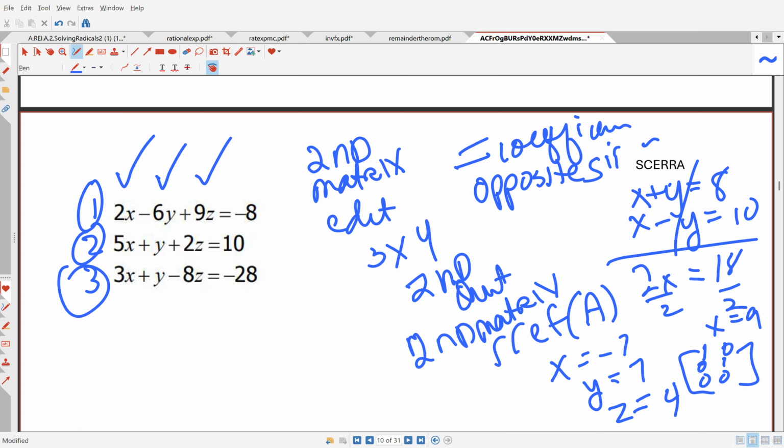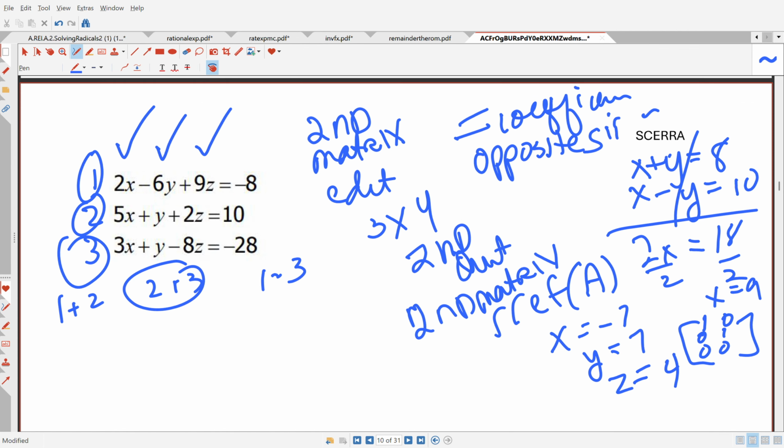Okay, so let's look. I think I see one with equal coefficients. What letter? Y, right? So you could do 1 and 2, 2 and 3, or 1 and 3. Those are the 3 options. So I'm going to do 2 and 3 because all you have to do is multiply one of them by a -1, and then the y's will cancel.